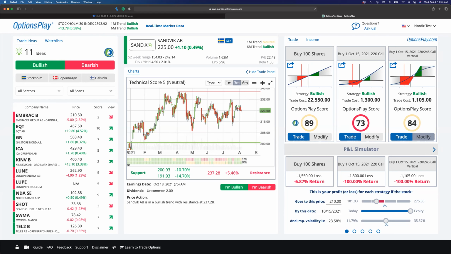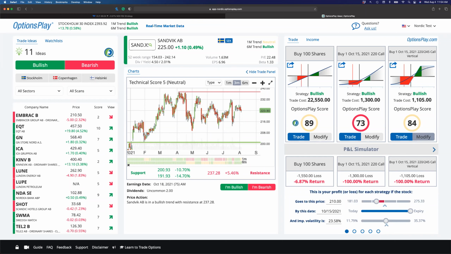Does that make sense? Please type 2 into the chat window if that makes sense to you. Because if you're not comfortable with the risk, you should simply not even bother looking at how much money you can make. Always make sure that you're comfortable with the risk on each strategy before you look at how much money you can make.